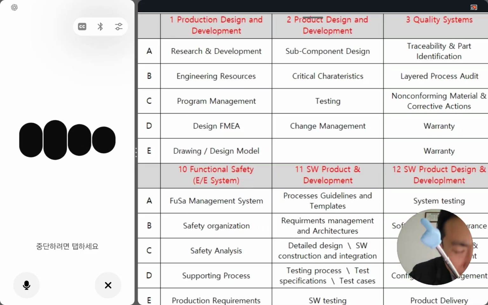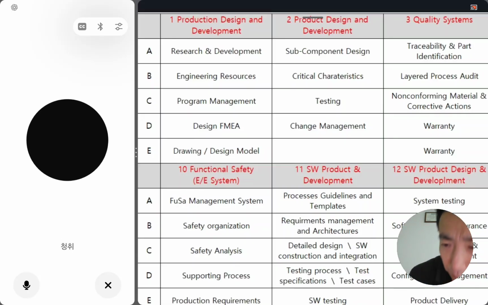Those are very typical, very realistic auditor questions for critical characteristics. If you want, next step we can do exactly what we did before. I'll ask one specific auditor question and you answer out loud.